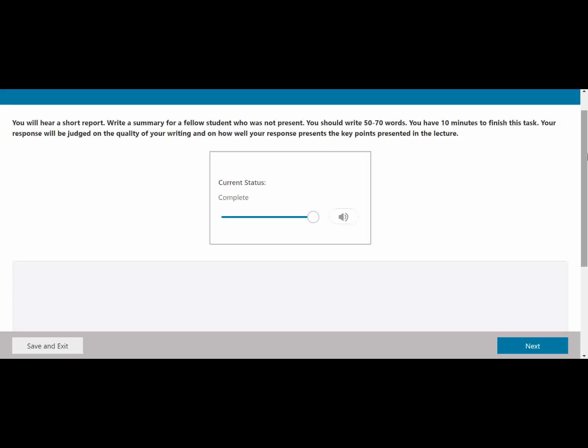So in summarized spoken text, always try to write down in the form like 50 to 70 words, and the time limit is 10 minutes, and the timing of the audio is also included in the 10 minutes. So let's start. You can follow the template.